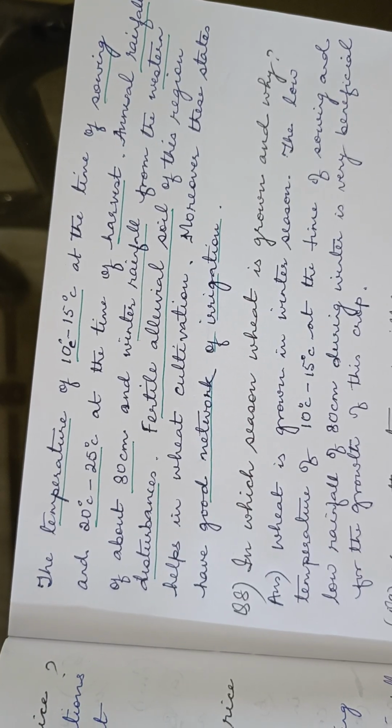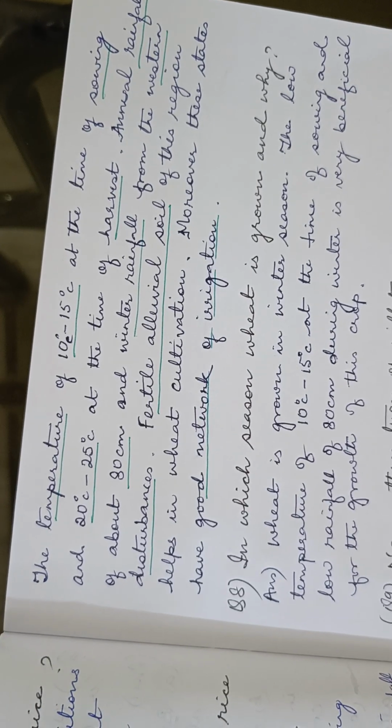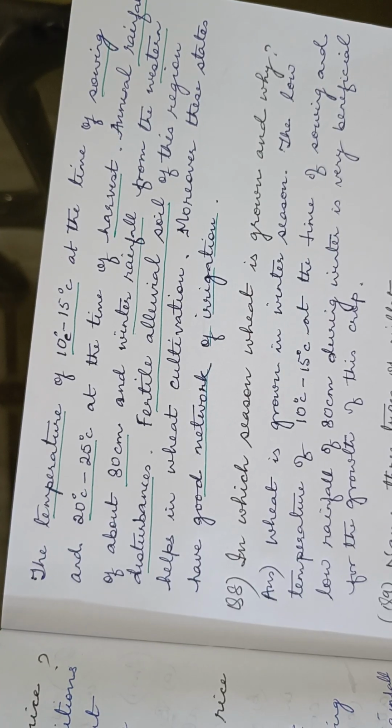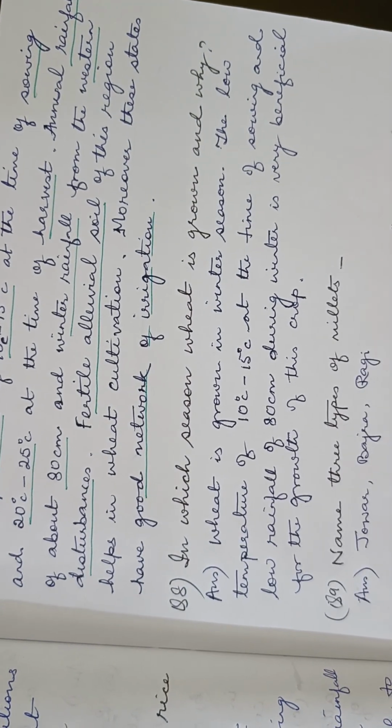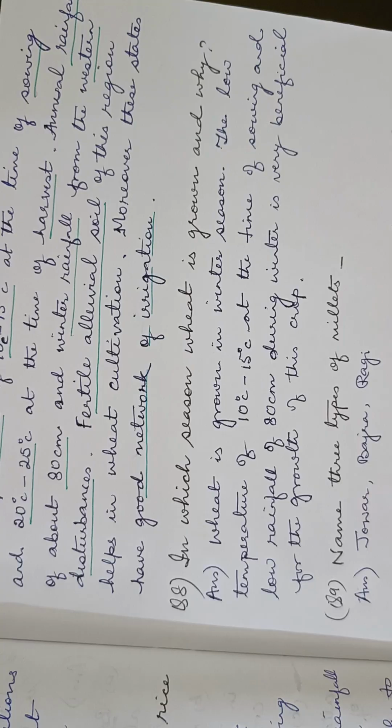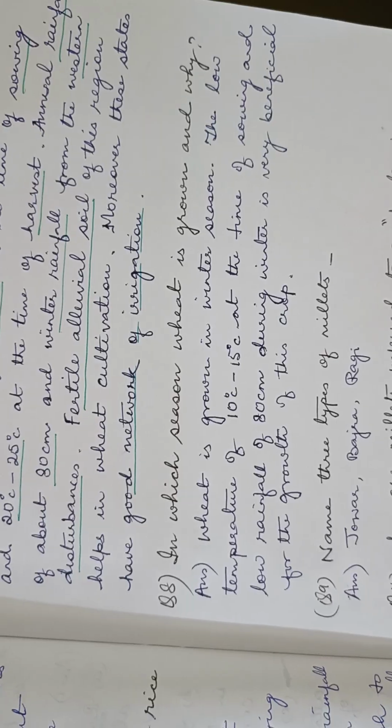Next question, in which season wheat is grown and why? Wheat is grown in winter season. We all know wheat is a Rabi crop. The low temperature of 10 degrees Celsius to 15 degrees Celsius at the time of sowing and low rainfall of 80 centimeter during winter is very beneficial for the growth of this crop.